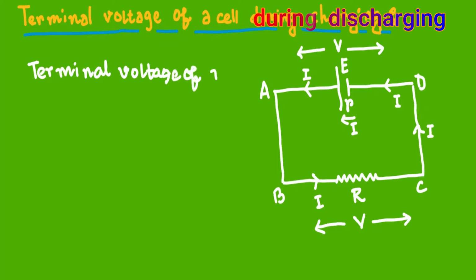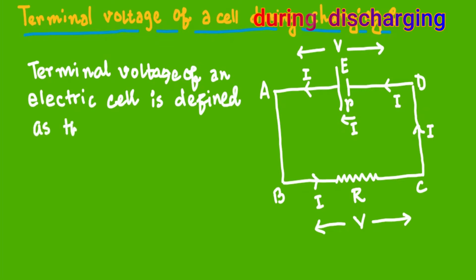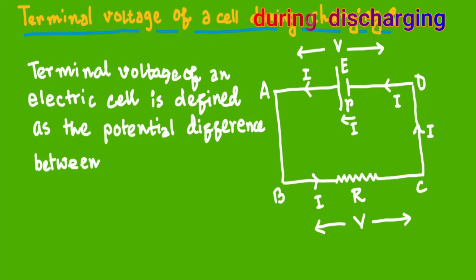Terminal voltage of an electric cell is given by... The terminal voltage of an electric cell is defined as the potential difference between the two terminals of the cell, the potential difference between the two electrodes of the cell.